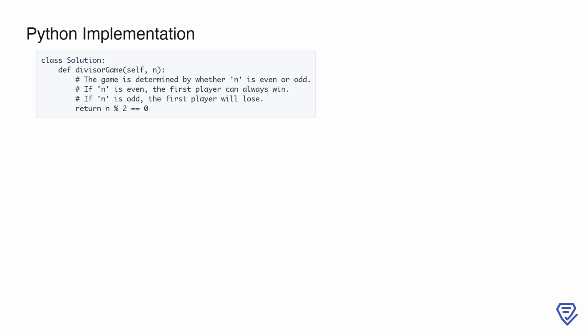The implementation is a direct translation of this logic. The function checks if n is even using the modulo operator, n % 2 equals 0, and returns true if so, indicating the first player can win. Otherwise, it returns false, indicating the first player will lose. The solution runs in constant time O(1), since it consists of a single mathematical operation and a return statement.